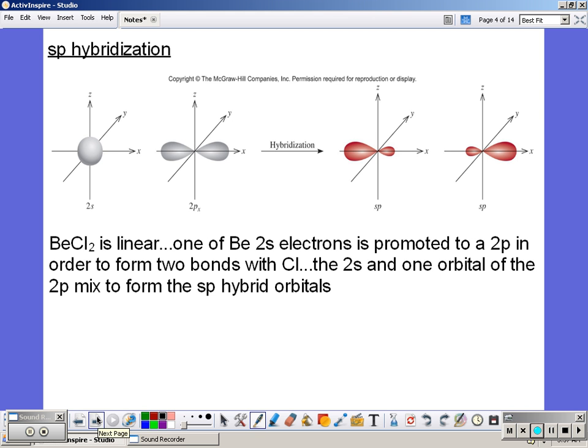If we look at BeCl2, which is linear in shape, one of beryllium's 2s electrons is promoted to the 2p. So then we have the case of 2s and 2p where we have one electron in each so that we can form our two bonds. The 2s and one orbital of the 2p mix to form sp hybridized orbitals. We don't really need the two extra orbitals of the 2p, so they're not hybridized. Just the orbitals that we need are hybridized.